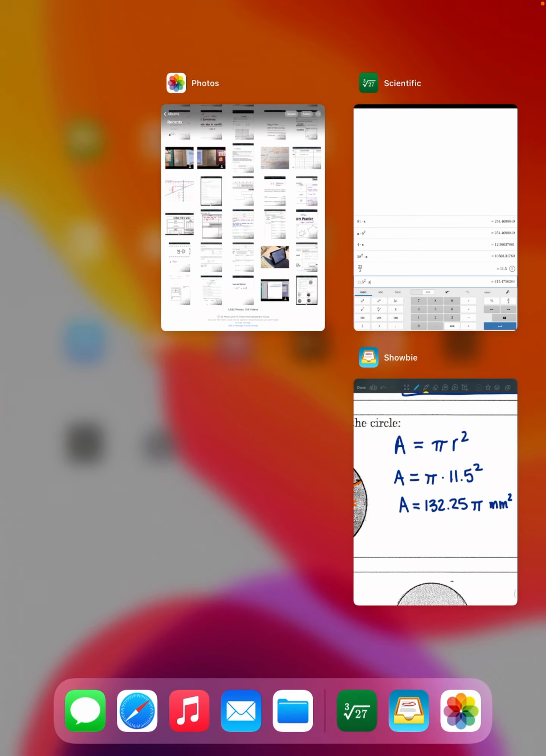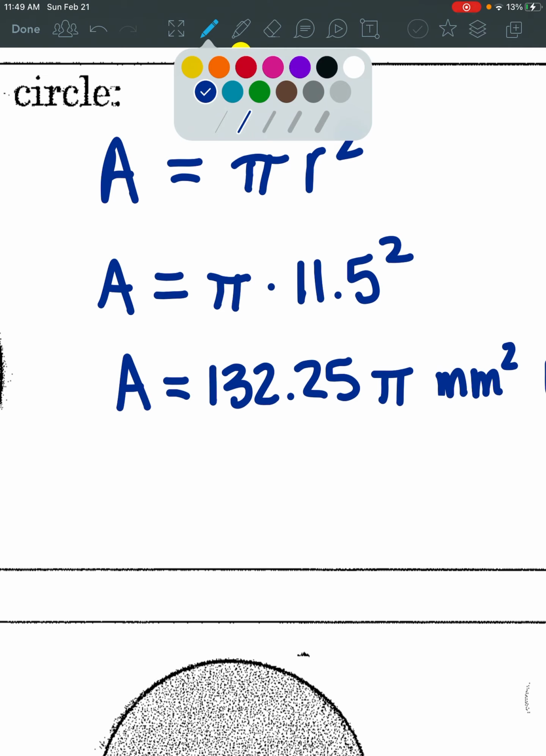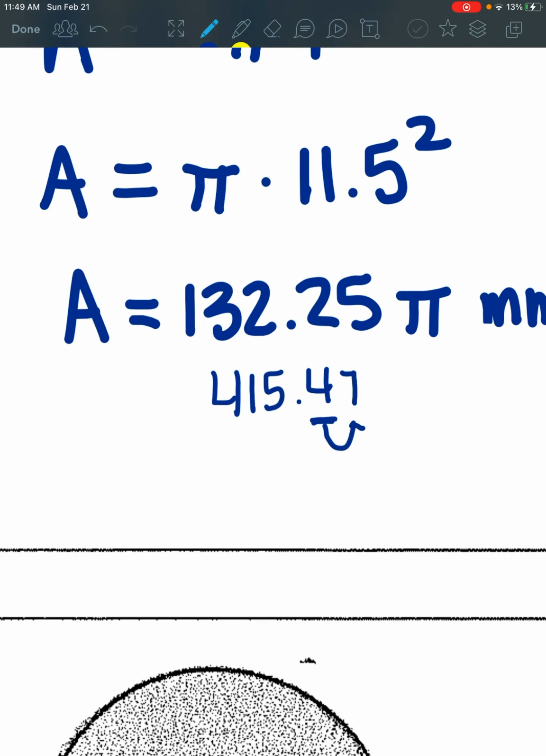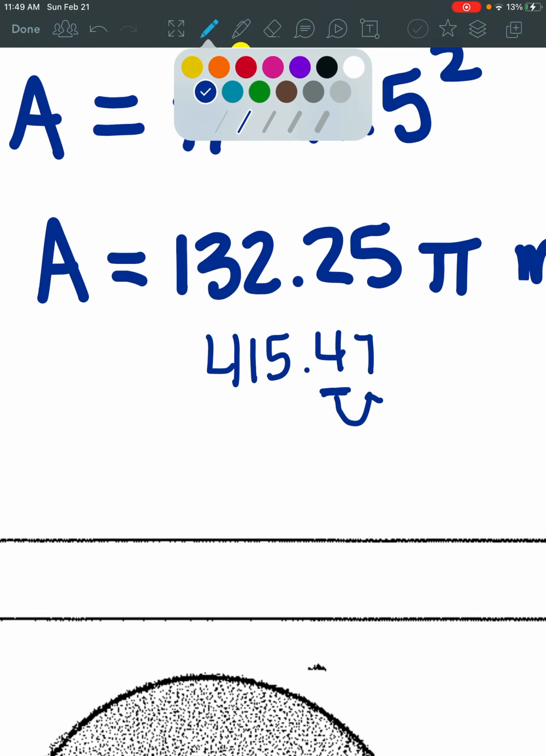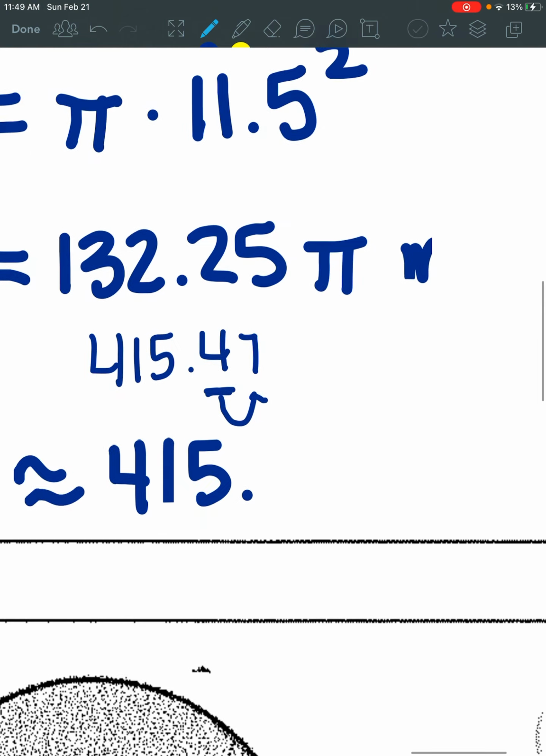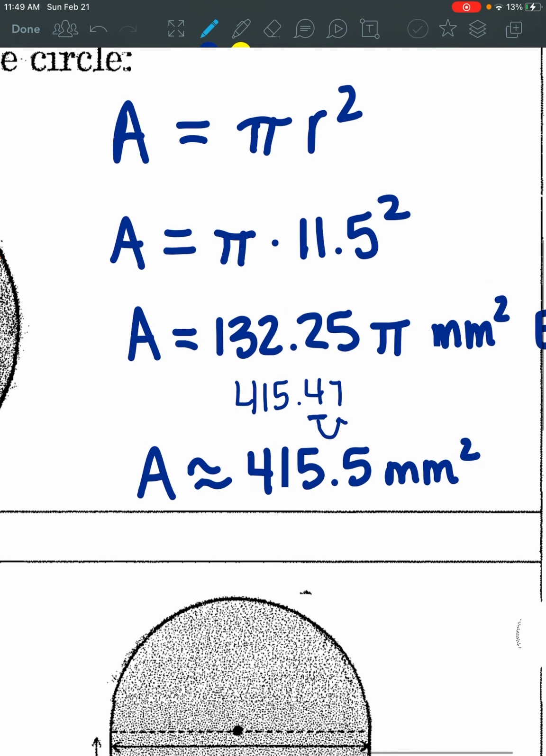So 415.47. So round to the nearest tenth. So the 7 tells us we will round up to 0.5. So the approximate, the rounded answer for our area, 415.5 millimeters squared.